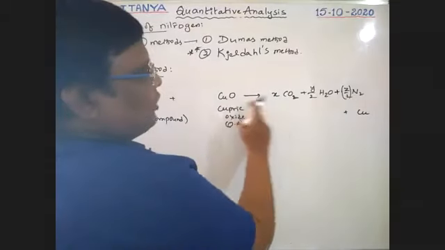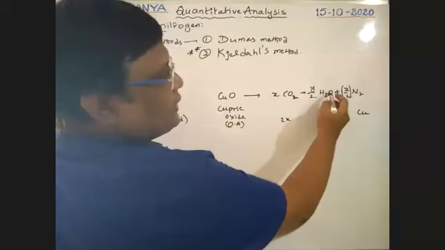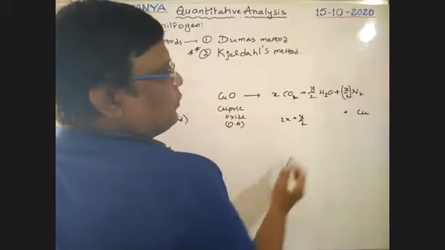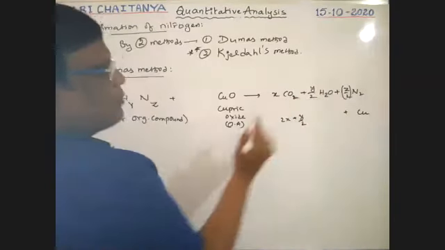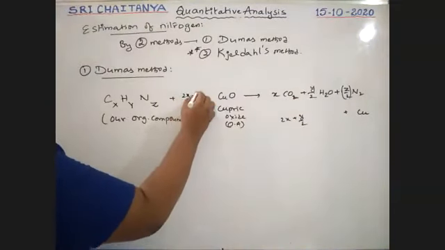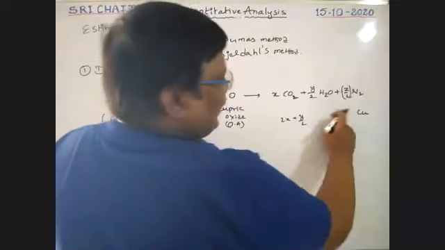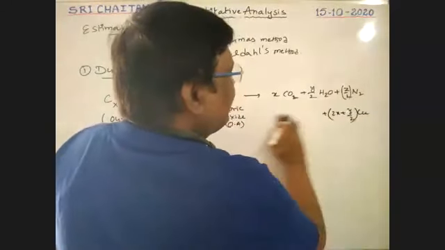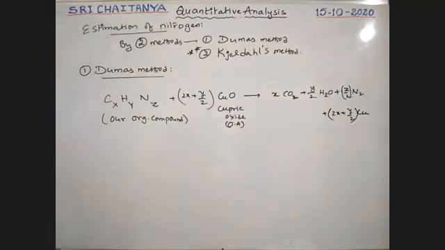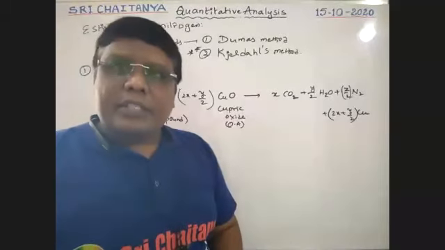So here, find out the oxidants. 2x copper oxidants, and Y by 2. Therefore, here 2x plus Y by 2 oxygen atoms are required. So therefore, how much copper is formed? 2x plus Y by 2 copper is formed. So this is the reaction wise, this is the balanced equation.